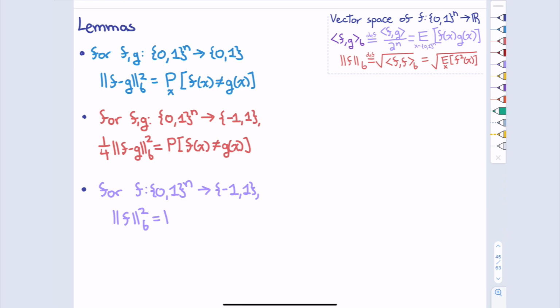Okay, how about this one? For any Boolean function mapping to -1, 1, the distance, or the length of that function, so to speak, is 1. Is that one okay? Why? I'm sure you guys see this. Let's see who's going to be the one who's not too embarrassed to explain this.